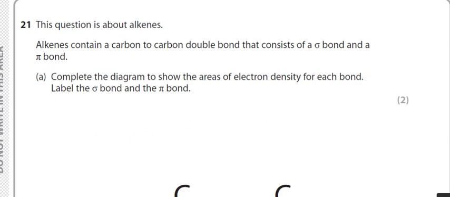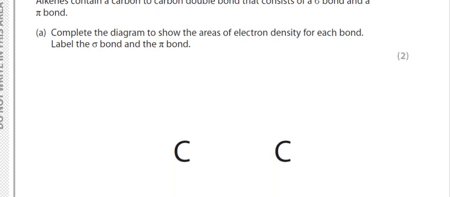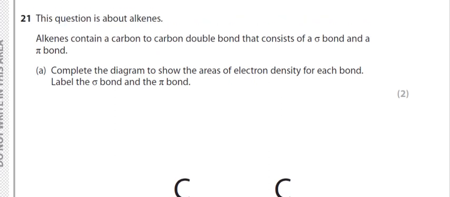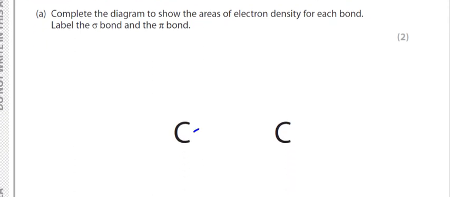This question is about alkenes. Alkenes contain a carbon-carbon double bond that consists of a sigma and a pi bond. Complete the diagram to show the areas of electron density for each bond. Label the pi and the sigma bond. This is an alkene, not specified, so this is a carbon-carbon double bond. You can see the electron density between.